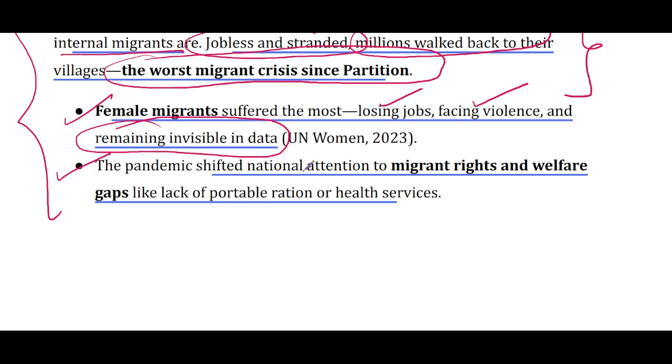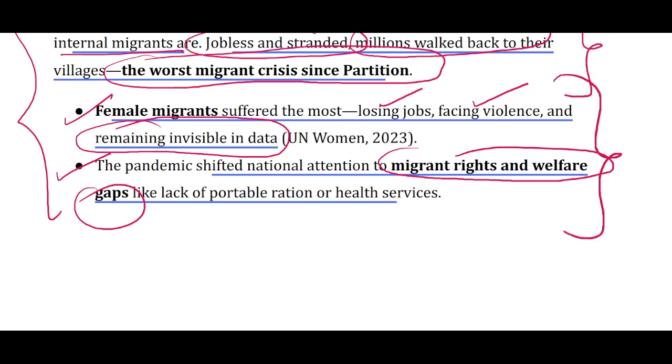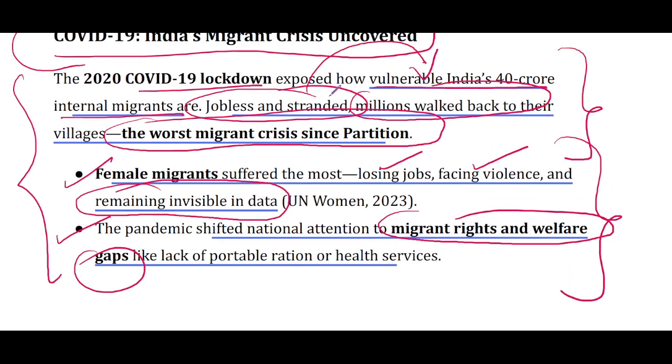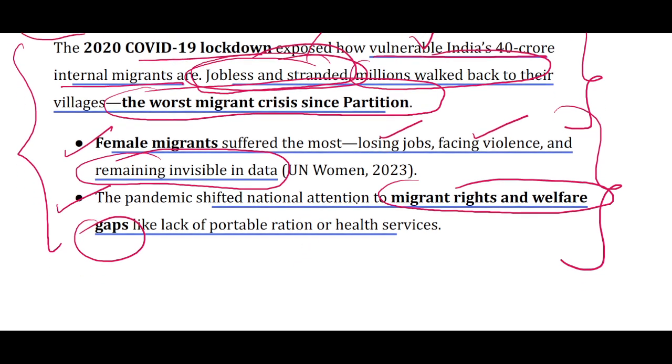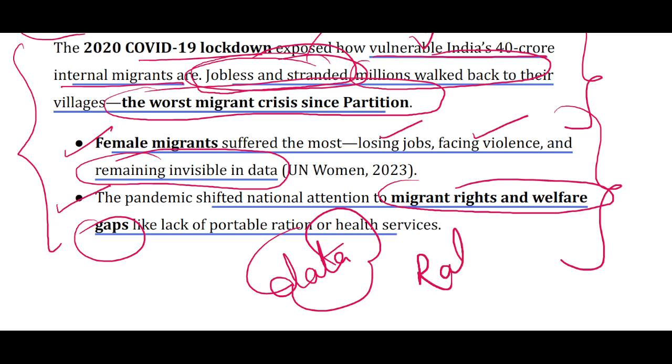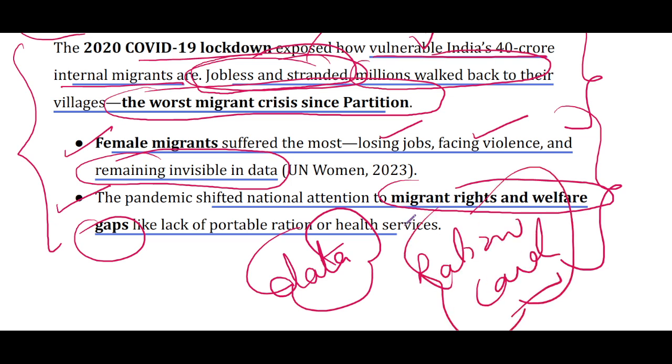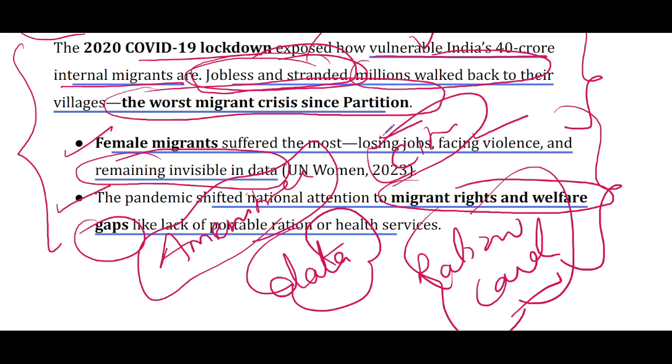This pandemic has also shifted national attention to migrant rights and welfare gaps, because these people were people of nowhere. They were not on data. They did not have any social security, any ration card, or any such amenities that can help them stay in the cities in which they were looking for jobs.